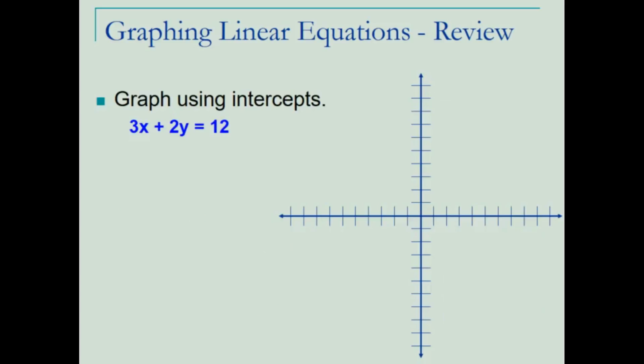Another way of graphing a linear equation is to graph by its intercepts. In other words, where the line intersects the x-axis and the y-axis. So here we have an example of a linear equation given. First, we will find the x-intercept, and for a point to be on the x-axis, the y-coordinate must equal 0.